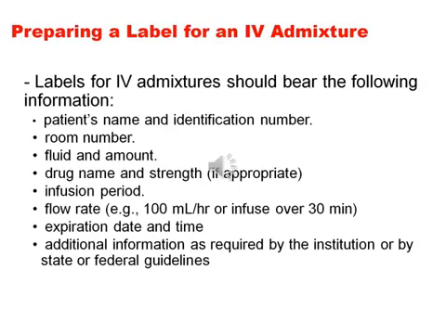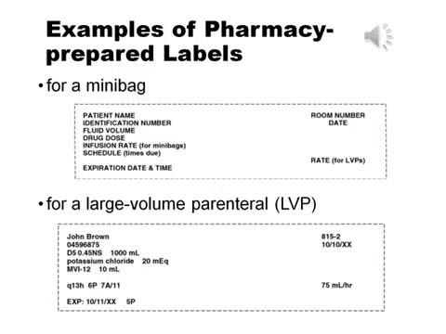Labels for IV admixtures should bear the following information: patient's name and identification number, room number, fluid and amount, drug name and strength, infusion period, flow rate, expiration date, and additional information as required by the institution or by state or federal guidelines. The slide displays examples of pharmacy prepared labels for a mini bag and for a large volume parenteral.